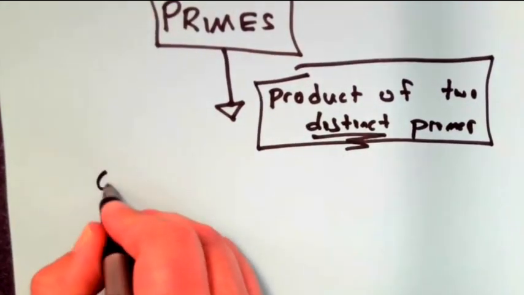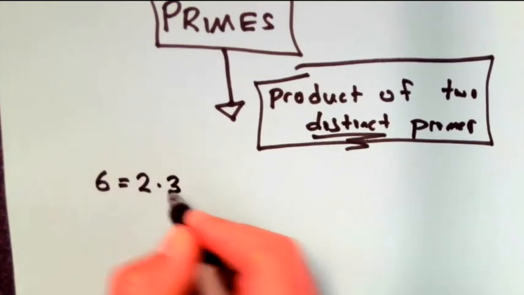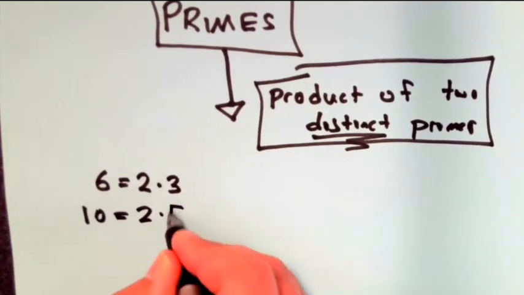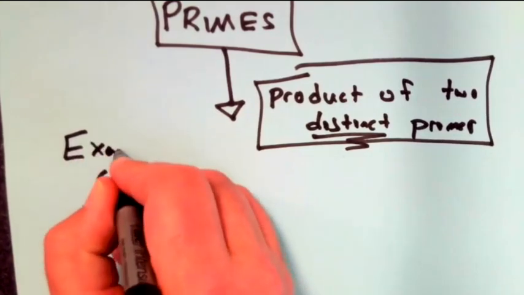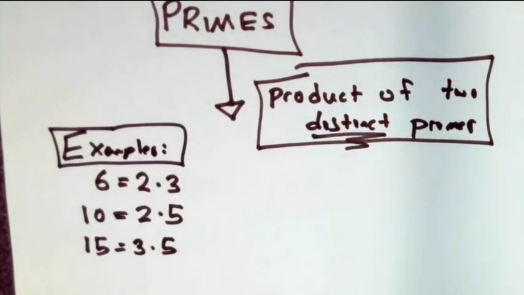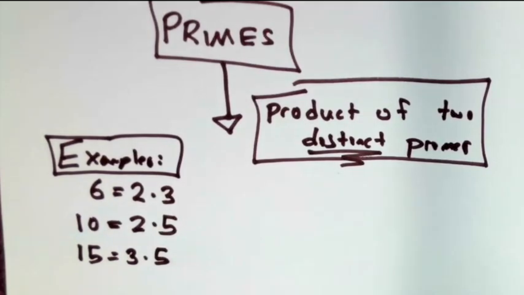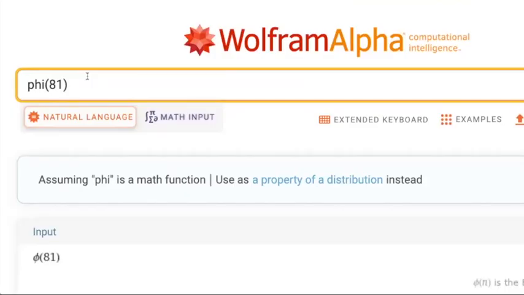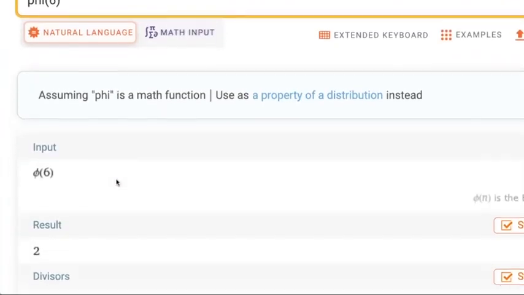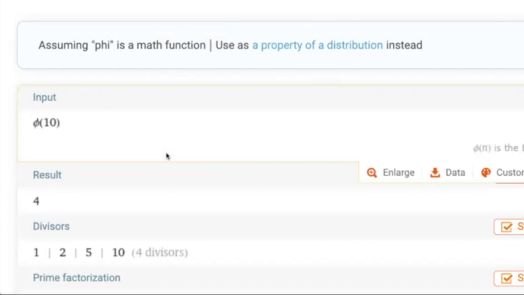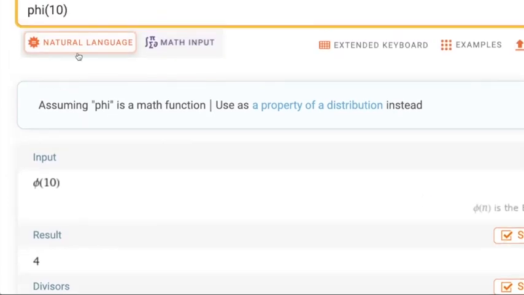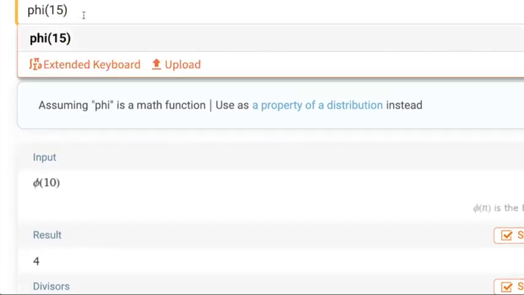So examples of this would be things like 6, which is 2 times 3, 10, which is 2 times 5, 15, which is 3 times 5. And if you just take two different prime numbers and multiply them, this would give you examples to investigate. And then you could look at what happens when I look at phi of 6, which is 2. Phi of 10 is equal to 4. And phi of 15 is equal to 8.